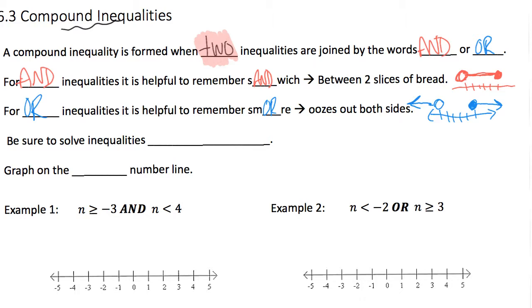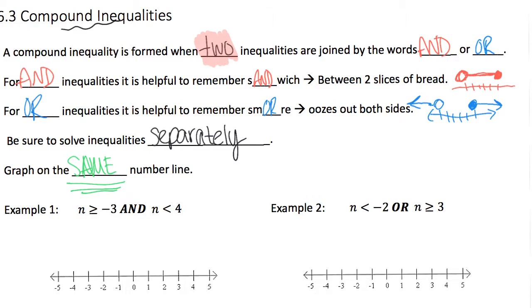What's important to be sure of is that we solve our inequalities separately. That just means we're solving and graphing the first one first, and then we're solving the second one afterwards. But we also need to make sure that we graph them on the same number line. That's super important. They go on the same number line.